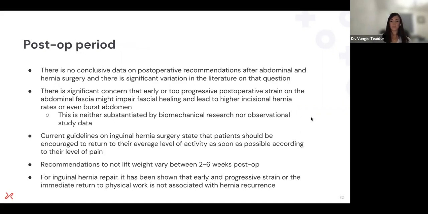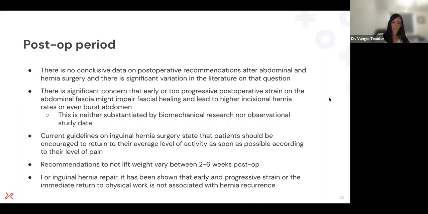During your post-op period, there's a lot of debate still on how much weight you should lift or not and how recovery should be. There's really no data on post-op recommendations after abdominal and hernia surgery. There's significant concern still that if you exercise or lift weight too much or too early, right after the surgery, the fascia might pop back open and you might not allow what you repaired to heal properly and you might get the hernia again.